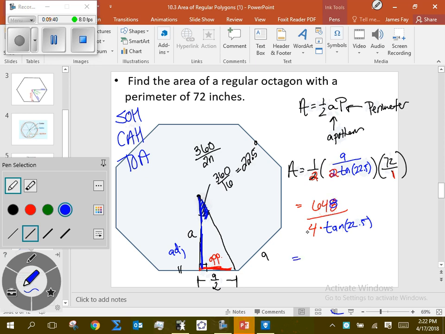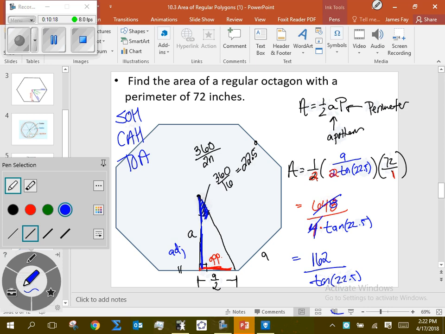This number ends in 8. This number is 4, so they're divisible by one another, right? Okay. 4 goes into 64 how many times? 16. 4 goes into 8 how many times? 2. So 648 divided by 4 is 162, and that tangent of 22.5 is left on the bottom. Okay, so those two cancel. Yeah, I just divide 648 by 4. All right, and that's just reducing. Okay, and now that is the best exact answer.